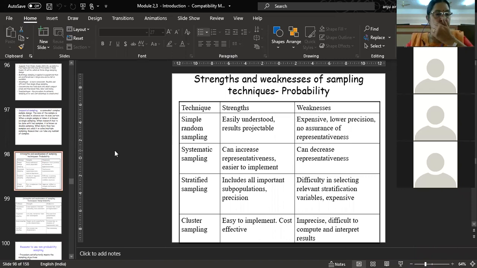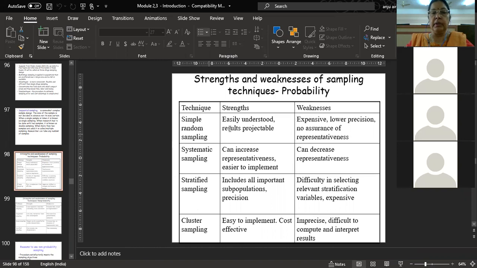Now we will see what is the strength and weakness of these probability sampling techniques. We have seen all the probability sampling techniques, that is simple random sampling, systematic sampling, stratified sampling, and cluster sampling. So now we will see what is their strength and weakness, or their advantages and disadvantages.